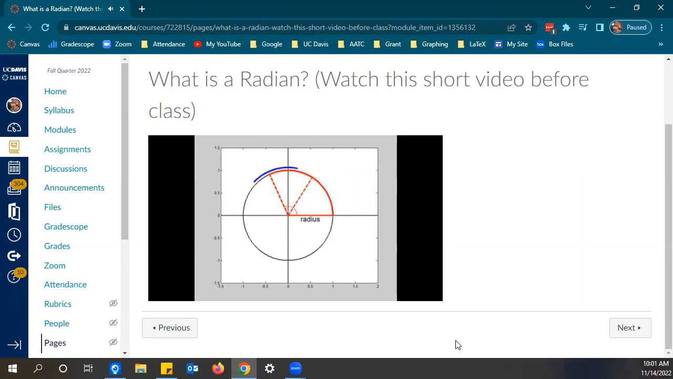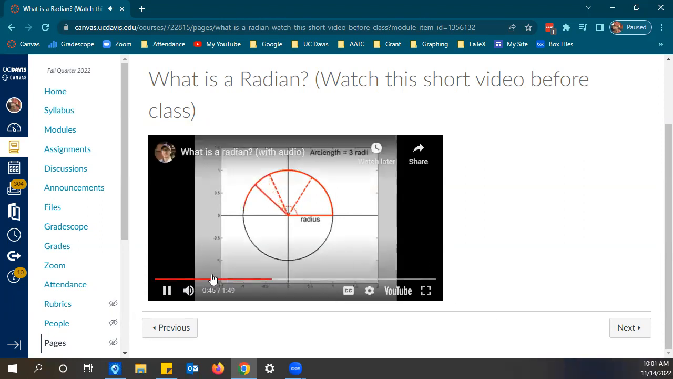The connection between arc length and subtended angle. The formula for arc length is L equals radius times angle in radians. Put another way, the angle in radians is the subtended arc length L divided by the radius.